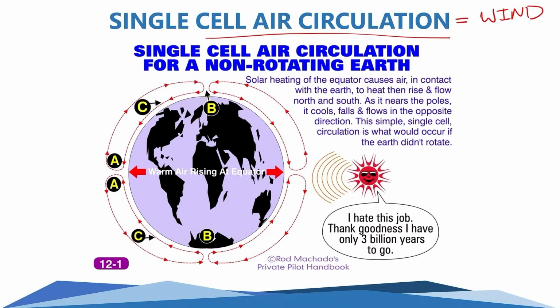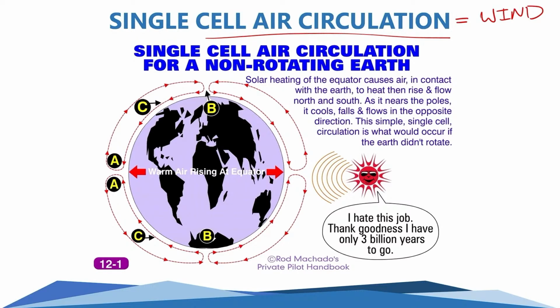So, going back to our single cell air circulation: if the Earth was not rotating, this would be what that single cell wind pattern would look like. Very simply, we've got the warmer air at the equator, which would rise, and then it would continue moving upwards to the pole, the North Pole in our case, and then it would descend as it gets cooler, and then it's a rinse and repeat pattern.